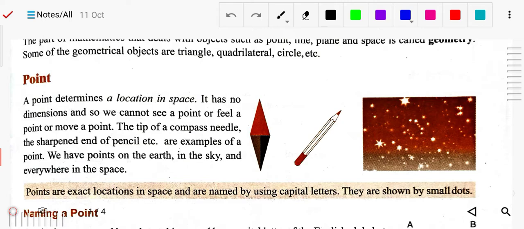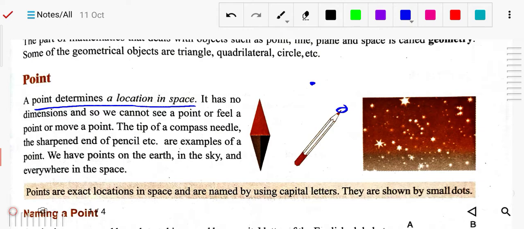A point determines a location in space. It has no dimension, means point has no any dimension. Suppose I just put this point, so it has no any dimension. Got it? We cannot see a point or feel a point or move a point. The tip of a compass, the needle, these are examples, like the tip of the needle and of pencils. This is also an example for the point.